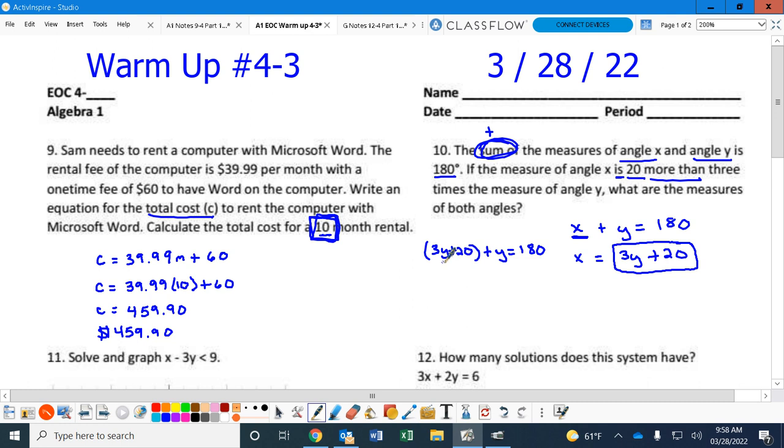So what's 3y plus y, guys? If I combine the like terms, 4y plus 20 equals 180. Once I have all my like terms combined, I got to move my numbers away from my variables, so I'm going to minus 20 minus 20. It's going to make it 4y equals 160. Now that I've gotten rid of the addition and subtraction, to get rid of the multiplication, I'm going to divide both sides by 4. It's going to make it y equals 40.